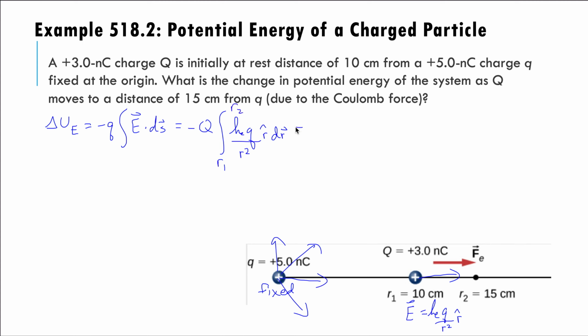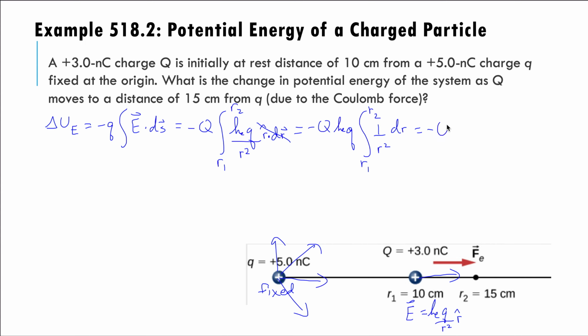So all we have to do is integrate this to find the change in potential energy. We can take the Coulomb's constant and the little q out of the integral, and then we can do the integral. Oh, and before we do that, we know that this dot product cancels out. They're along the same direction here. So now we're doing our integral of 1 over r squared dr, and we are integrating from r1 to r2.